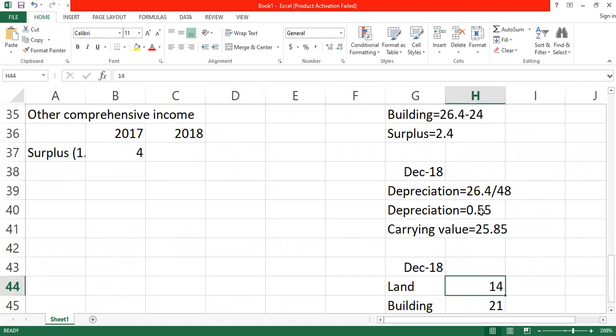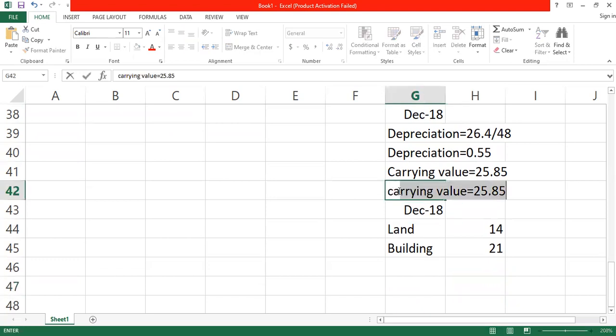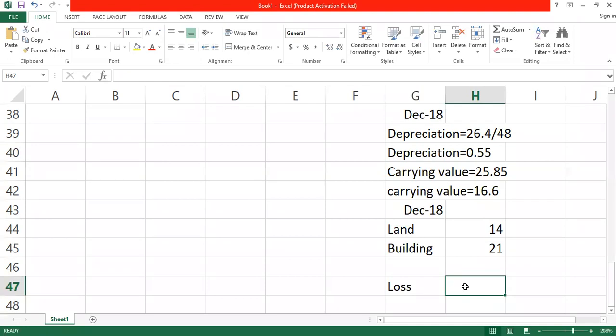So what will be the carrying amount of the land as at December 2018? The carrying value of the land will be 16.6. But now they are saying that the new value of the land is 14 million. So what is happening? There is a revaluation loss. Of how much? 2.6, isn't it?